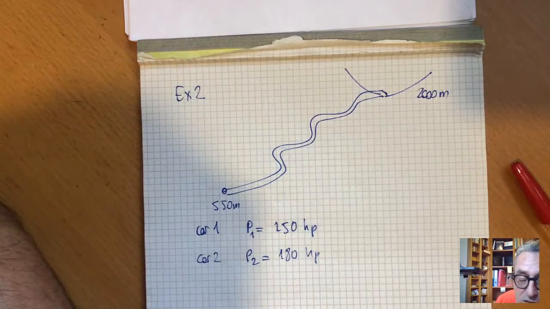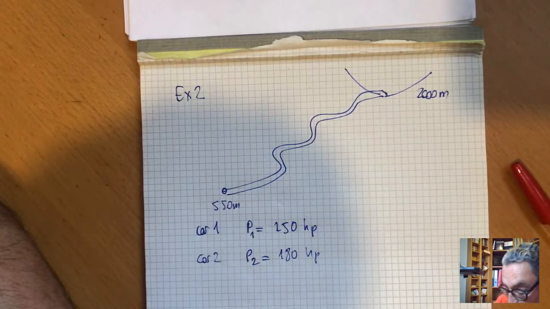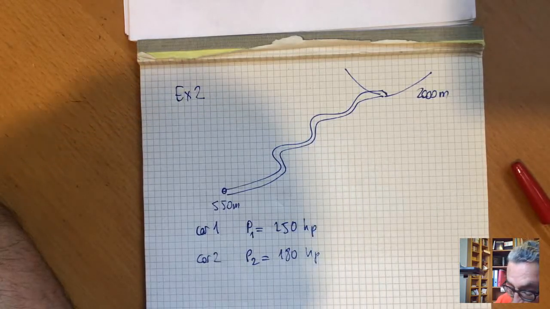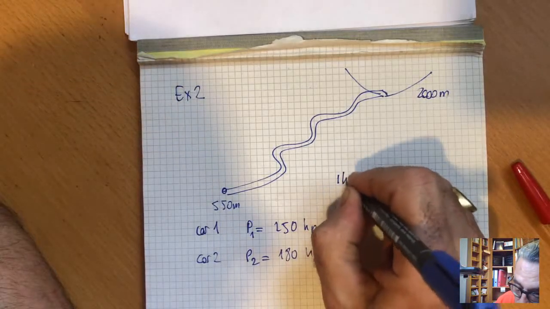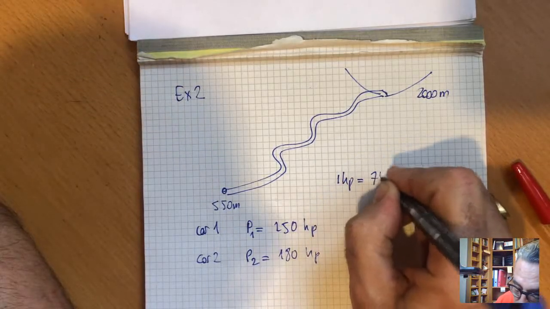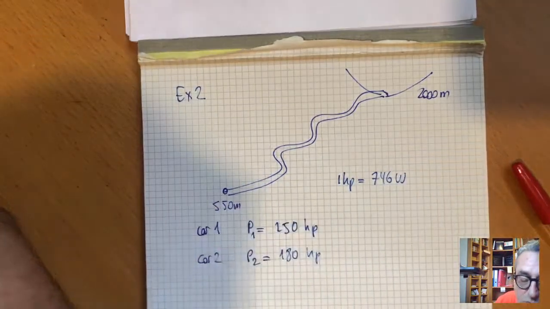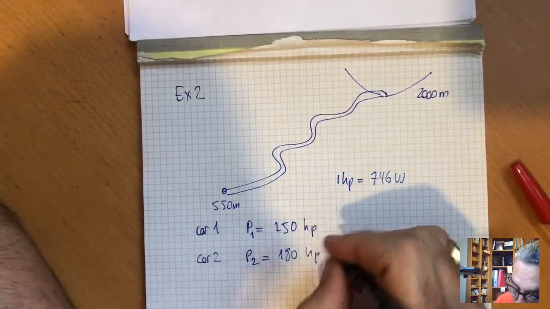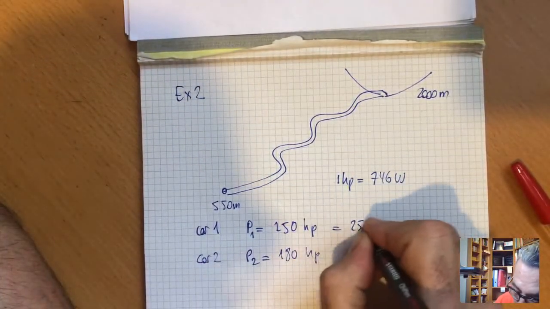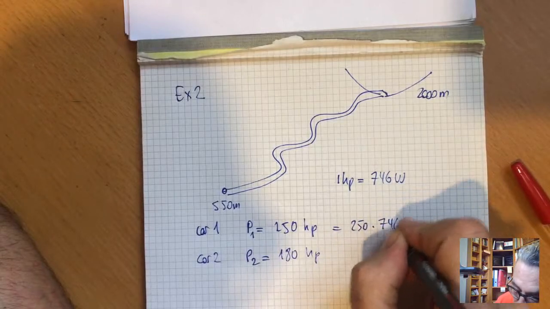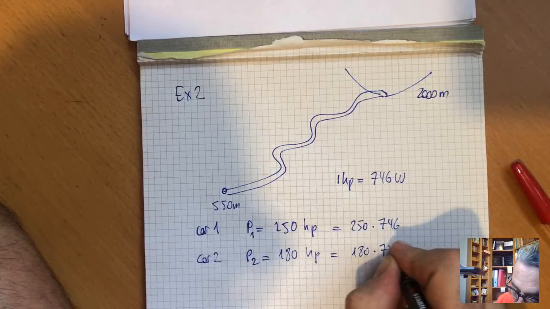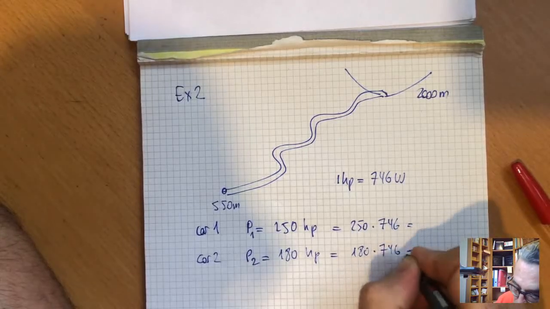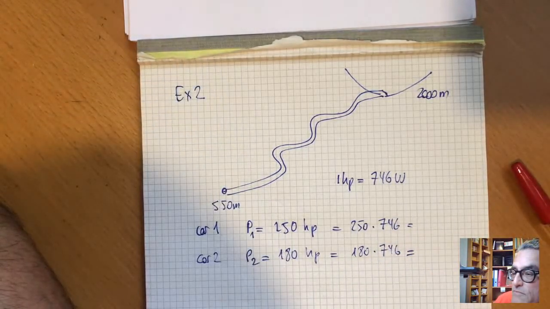Okay, so the first thing we need to do if we want to compute something is to transform these units into watts, okay, because we need watts. These are the standard units for power. So how do we transform that? We saw that 1 horsepower is 746 watts, okay, and so here we will have 250 times 746, and down here we will have 180 times 746.